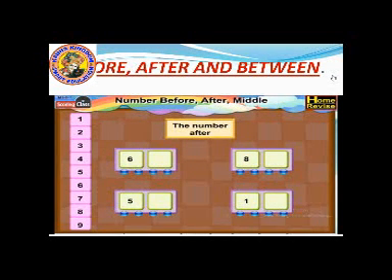Now, here is a train. In the first block, 6 is written. After 6 comes 7 in the counting. So, we write 7 in the next block. Here we have 8. What comes after 8? You're right. So write 9 in the block. Next is 5. Tell me, what comes after 5 in the counting? Yes, it is 6. So write 6.